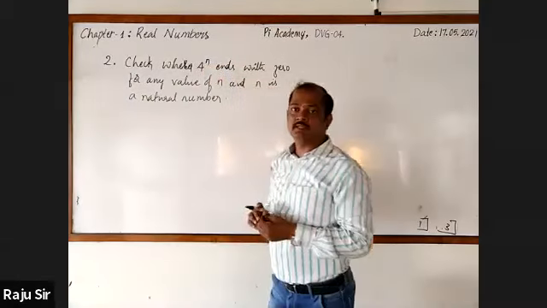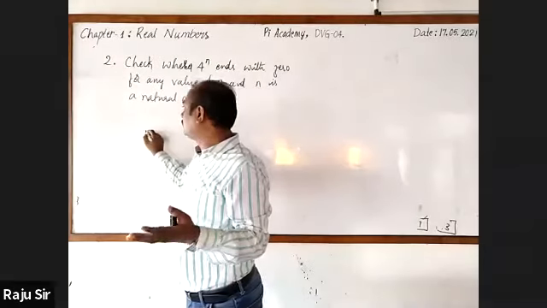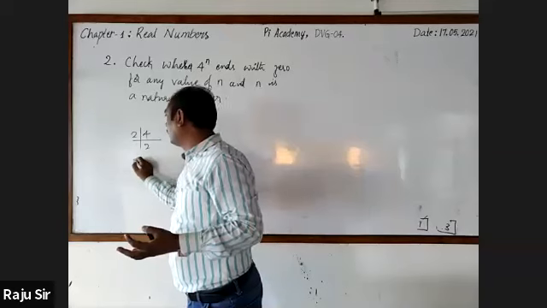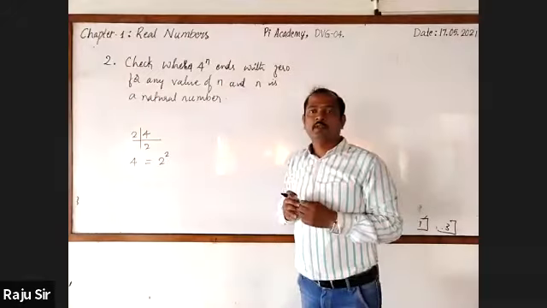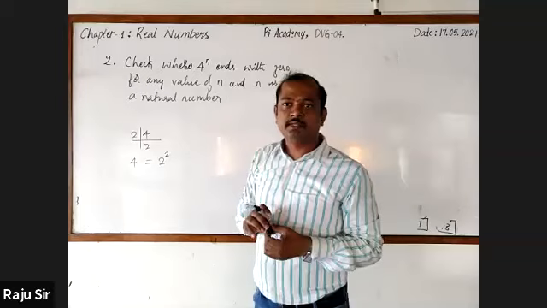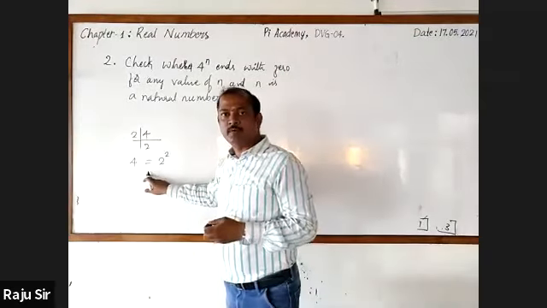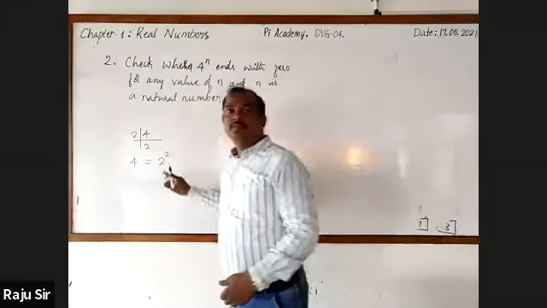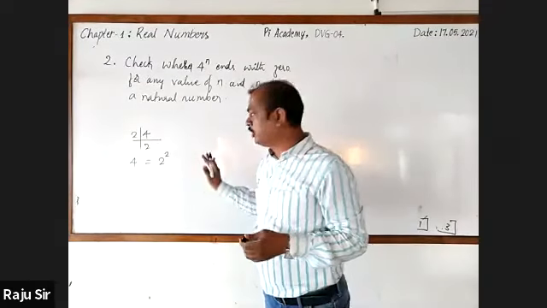In that the base is 4. I'll go for finding the factorization of 4. You can write it directly. Here 2 2s are 4. 4 can be written as 2 square. Does it obey the uniqueness of fundamental theorem of arithmetic? Will it satisfy the uniqueness of the fundamental theorem of arithmetic? No. Why?